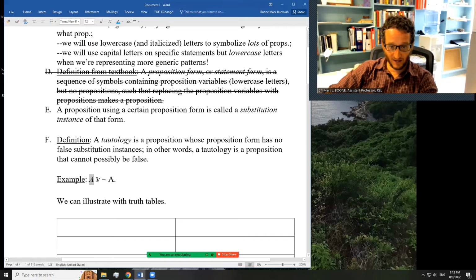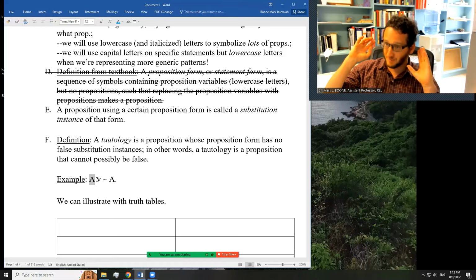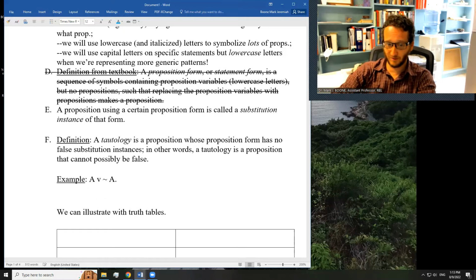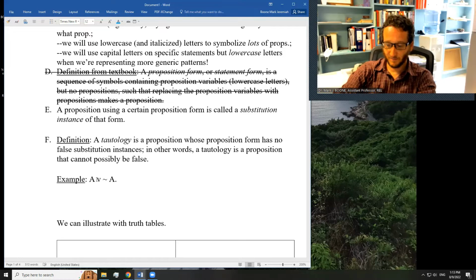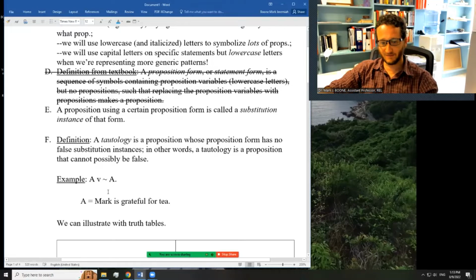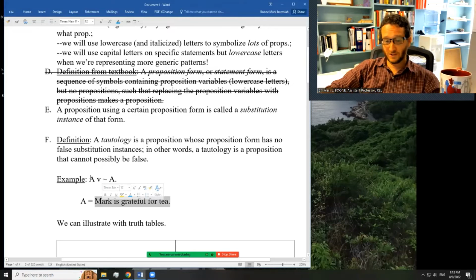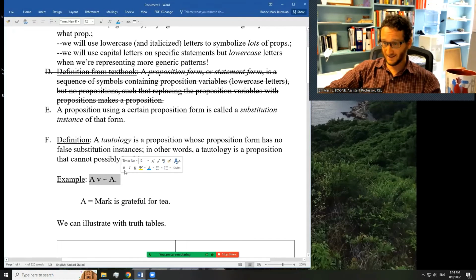But A wedge tilde A, uppercase, no italics, means specific propositions. Which one? Well, whichever one we say A is defined as. And if we're going to be careful, we'll say what A means. Let's say A means Mark is grateful for his nice caffeinated cup of tea. Mark is grateful for tea can be A. Either Mark is grateful for tea, or it's not the case that Mark is grateful for tea. That's the atomic proposition here.